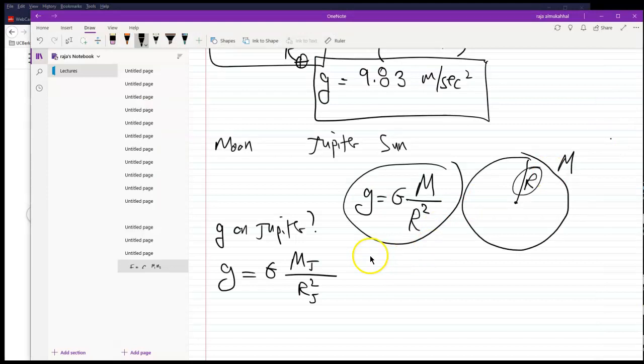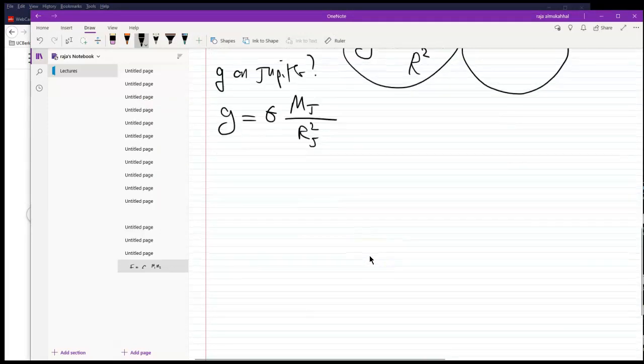Anyway, all right. So back to what we were doing. The next topic I want to talk about is gravitational potential energy.